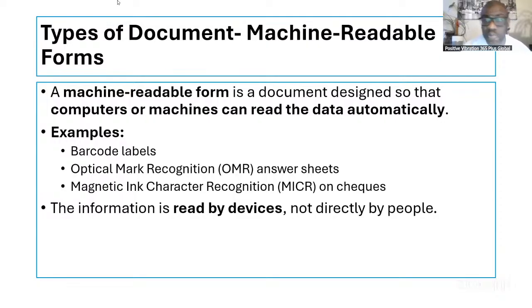Another one could be a check. Yes, they use a special type of reader called an MICR to read the check to make sure that it is accurate, it is real, it's not bogus, as we'd say in Jamaica. All right, so the key here is that it is read by machine. Can I get some other examples of machine readable documents?